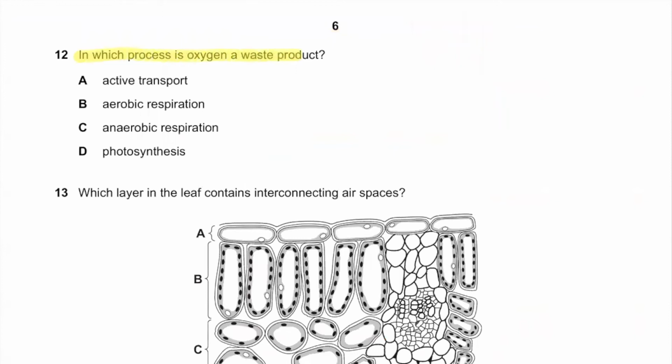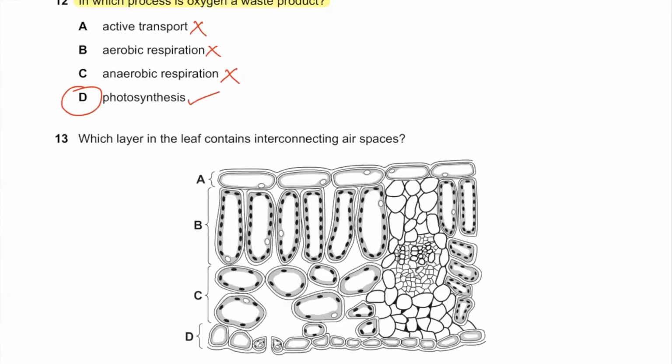Question number 12. In which process is oxygen a waste product? All right, oxygen is not produced in active transport. Oxygen is needed in aerobic respiration. Oxygen is not needed in anaerobic respiration. In photosynthesis, oxygen is produced as a waste product because the plant's main goal is to absorb carbon dioxide, use water with the carbon dioxide to produce glucose, and glucose is the molecule that the plant is looking for.